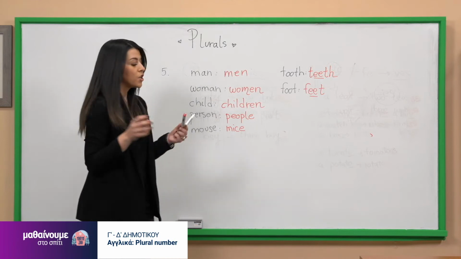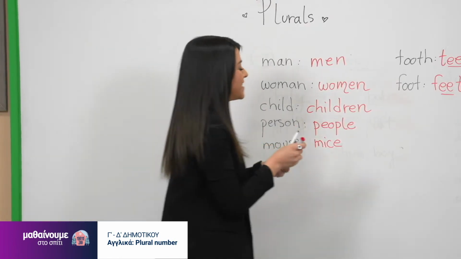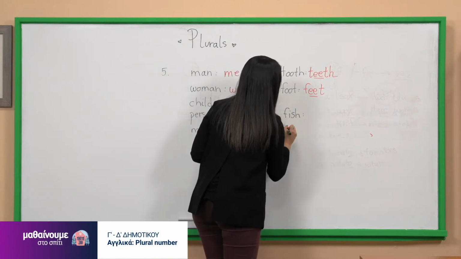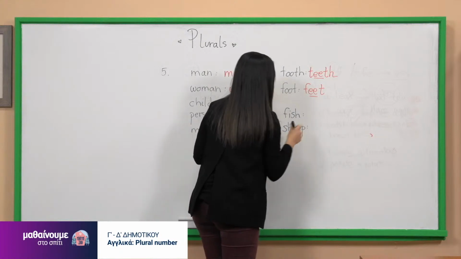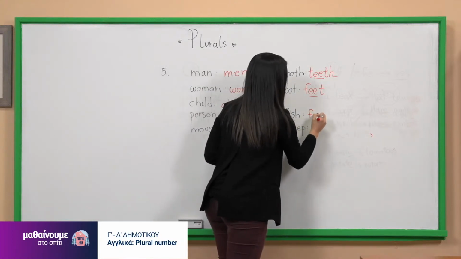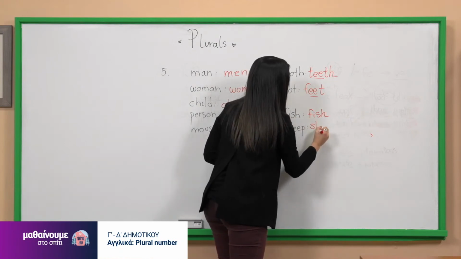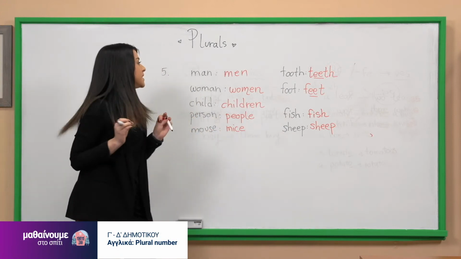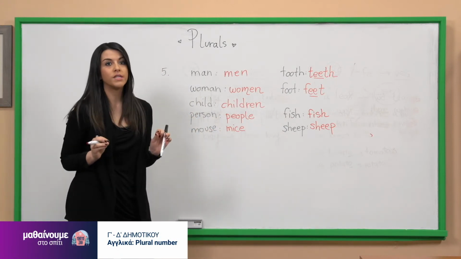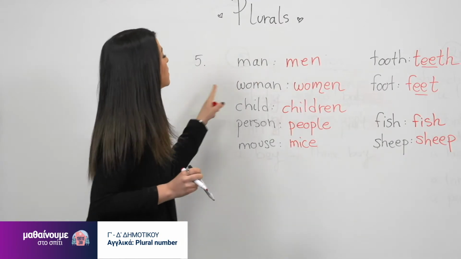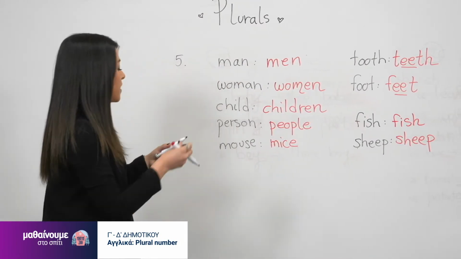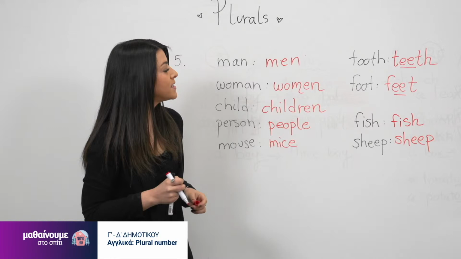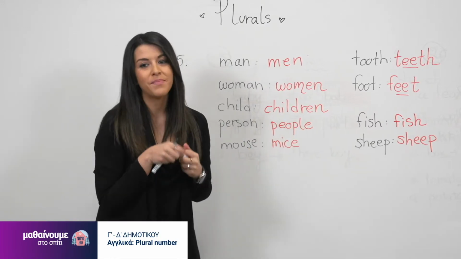Okay? And then, two stay exactly the same. These are fish, το ψάρι, and sheep, το πρόβατο. Fish becomes fish, and sheep becomes sheep. So, υπάρχουν και κάποια άλλα, αλλά δεν θα τα μάθουμε τώρα, δεν είναι σημαντικά. Αυτά είναι τα πιο βασικά, the most important ones. So, we have man, men, woman, women, child, children, person, people, mouse, mice, tooth, teeth, foot, feet, and then the same, fish, fish, sheep, and sheep.